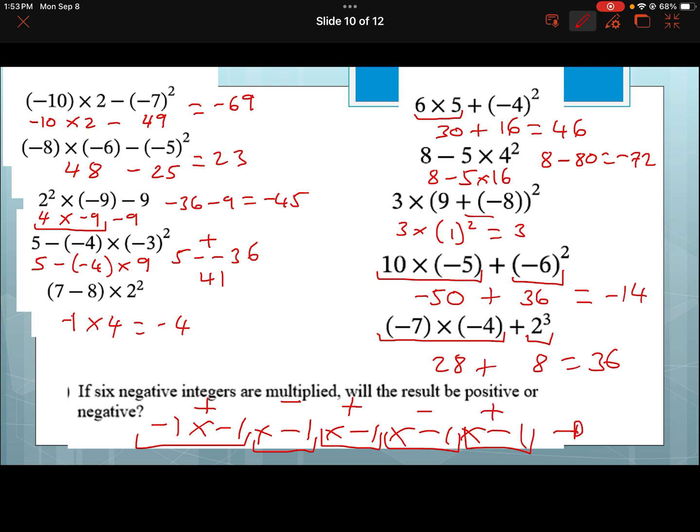So whenever you have an even amount of things being multiplied, the answer is always positive. Weirdly enough, if you have an odd number, you get a negative.